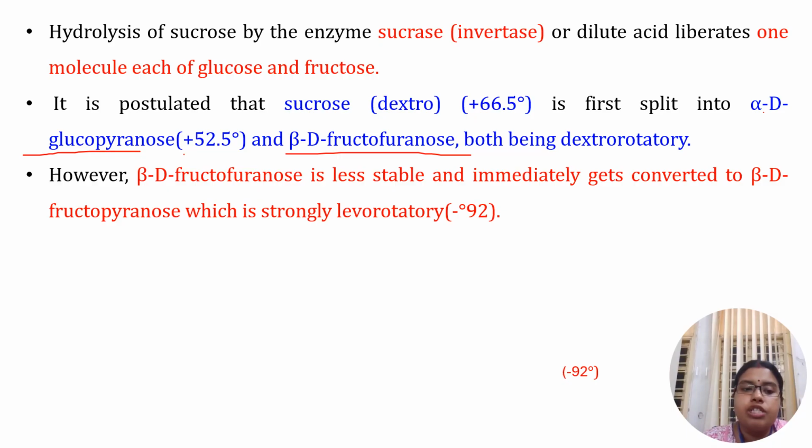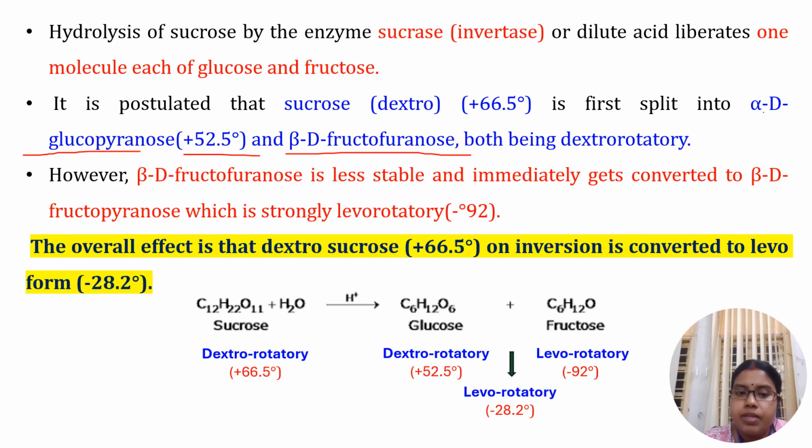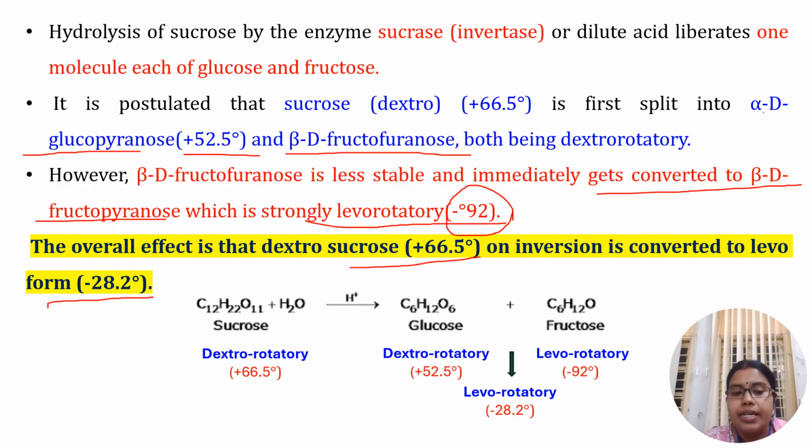Alpha-D-glucopyranose is +52.5 degrees. But beta-D-fructofuranose is not stable. That's why it immediately gets converted to the beta-D-fructopyranose structure, which has a strong levorotatory nature, with an optical rotation of -92 degrees. So the overall effect is that dextrorotatory sucrose, +66.5 degrees, on inversion is converted to levorotatory, that is -28.2 degrees. That's why this total phenomenon is known as inversion of sugar.